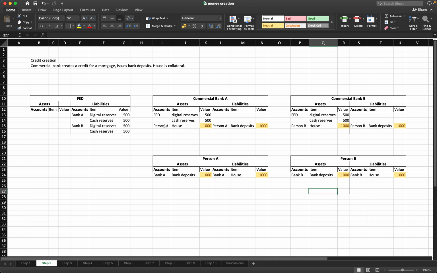What I added here is in the assets for commercial bank A, they have the house of person A. As liability, they created 1,000 bank deposits. The balance sheet for person A is then mirrored. They got as an asset, they created bank deposits, and as liability, they gave up their house or the rights to their house if they cannot pay back their mortgage. For commercial bank B and person B, it's literally the same thing.